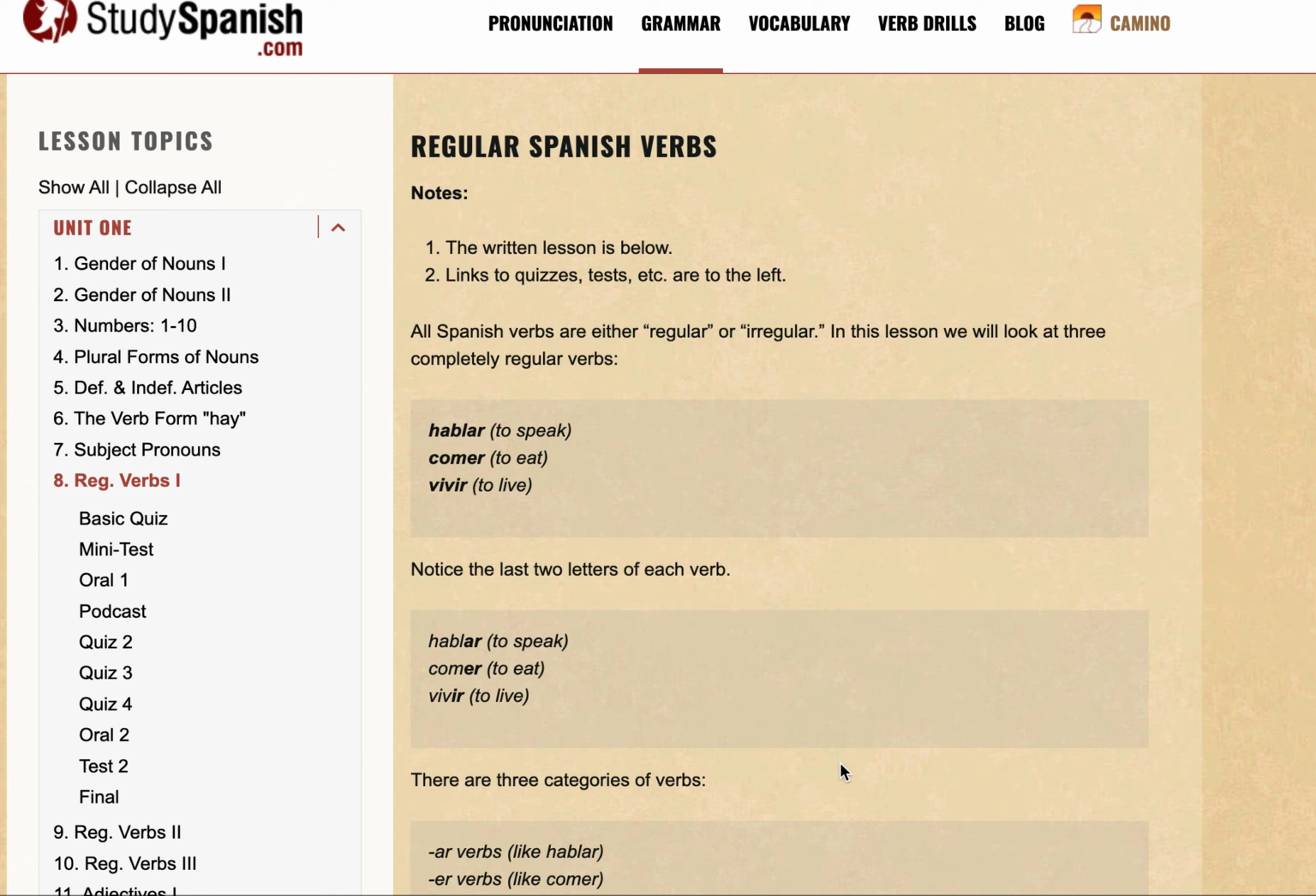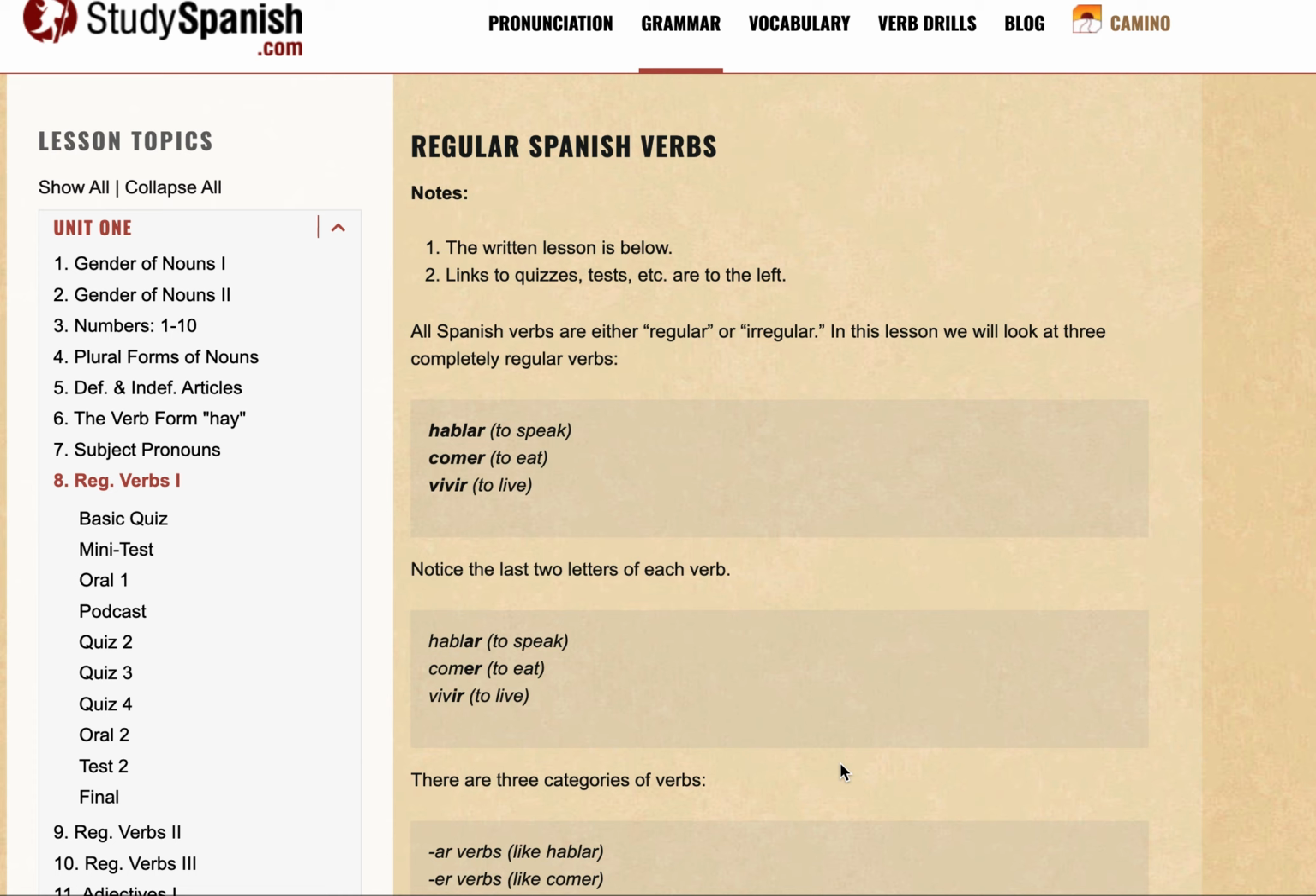So for the yo form, we remove the ending just like any other one and add an o. And the way to remember it is because yo contains an o. So it would be yo hablo, yo como, and yo vivo.